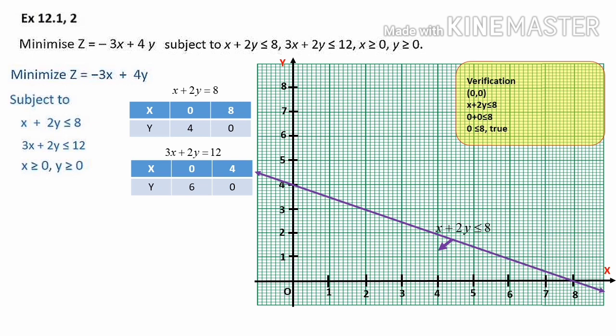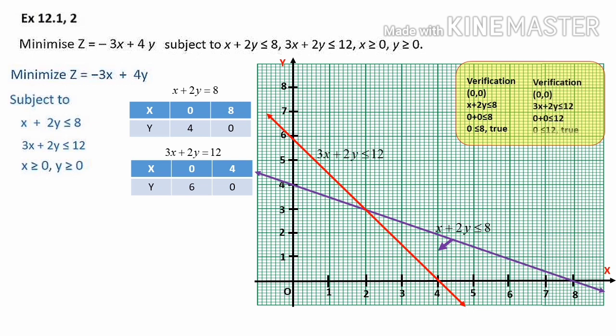3x plus 2y equal to 12 is the equation. 0 6 is the first point. 0 6 comes here. Next point is 4 0. 4 0 is here. So just plot these 2 points.